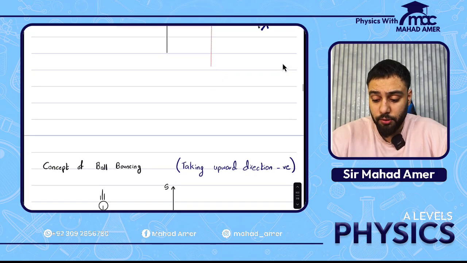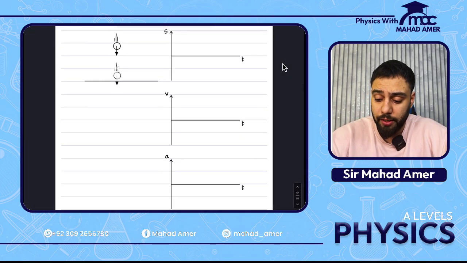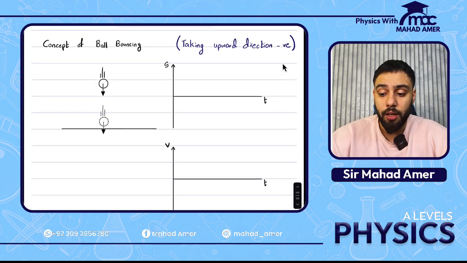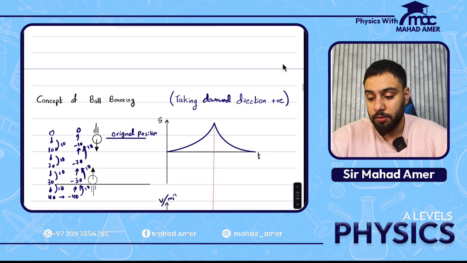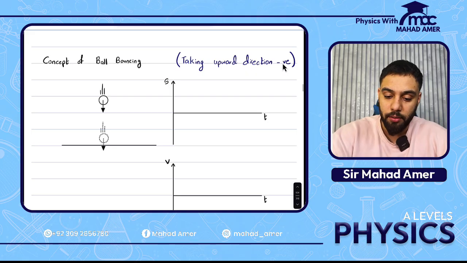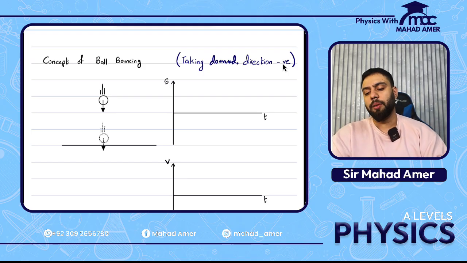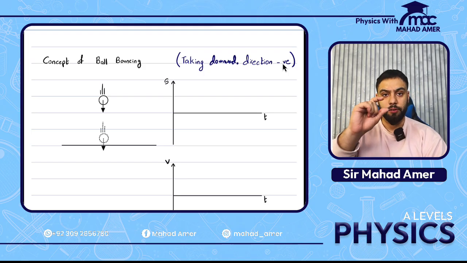Last concept. I will ask you to pause the video and make it yourself, and once that's done, then we can move on. Okay, now we are going to be doing downward direction as negative. This is going to be the last graph for this lecture.